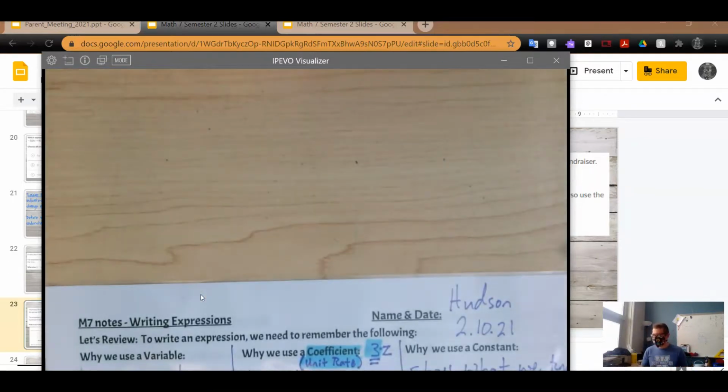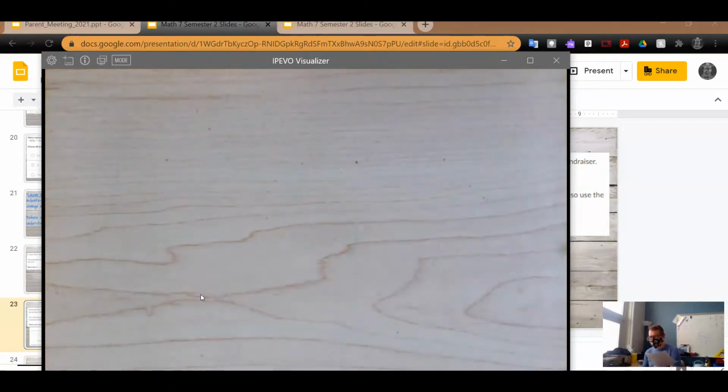Take a moment to think to yourself, why do we use a variable? Why do we use a coefficient? And if you can't remember what a coefficient is, that's going to be step 1. And why do we use a constant?